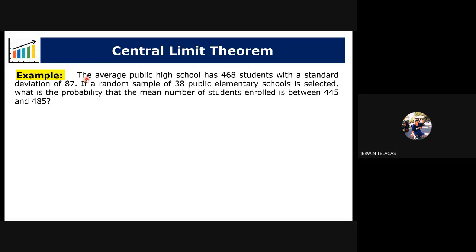Let me read again. The average public school has 468 students with a standard deviation of 87. If a random sample of 38 public elementary schools is selected, what is the probability that the mean number of students enrolled is between 445 and 485? Question. Based on the problem, is the population normally distributed? Yes or no?